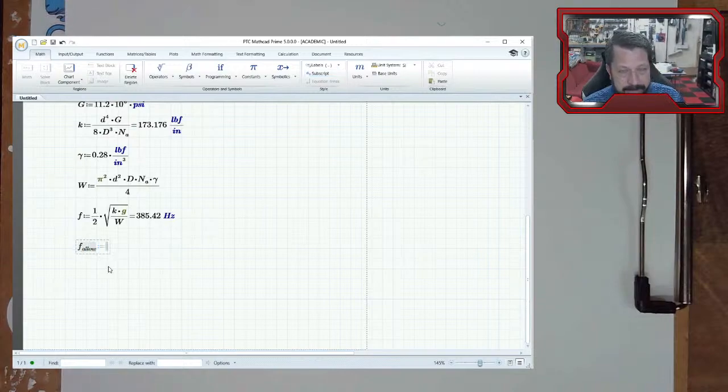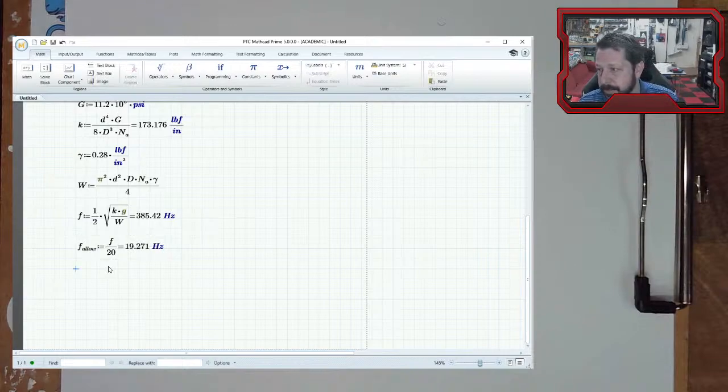Now, it did say that we have to operate 15 to 20 times below this one. So let's be the most conservative and divide it by 20. And put hertz in there. 19 hertz. So 19 cycles per second is what is safe to operate this spring, and we're far away from any of the fundamental frequencies.